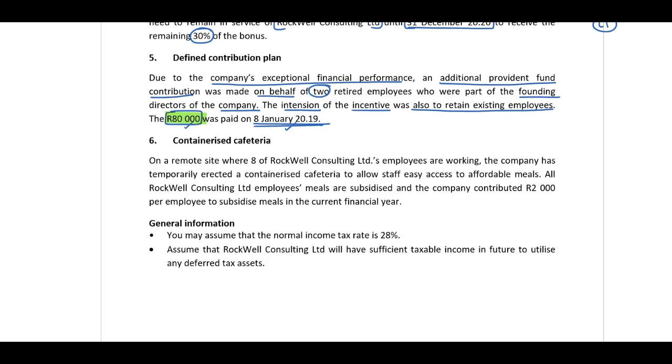Containerized cafeteria. On a remote site where 8 of Rockwell Consulting Limited's employees are working, the company has temporarily erected a containerized cafeteria to allow staff easy access to affordable meals. All Rockwell Consulting Limited's employees' meals are subsidized, and the company contributed R2,000 per employee to subsidize meals in the current financial year, a short-term employee benefit. General information. You may assume that the normal income tax rate is 28%. Assume that Rockwell Consulting will have sufficient taxable income in future to utilize any deferred tax assets.